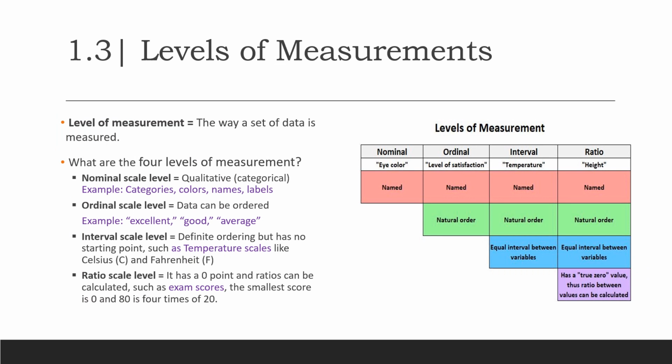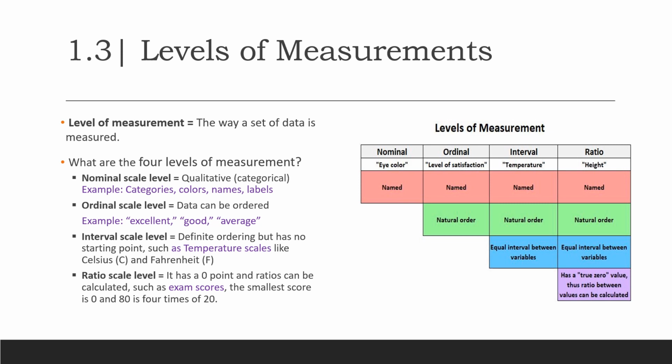Okay, let's continue to levels of measurement. We are still in section 1.3. Level of measurement is the way a set of data is measured. By the way, what are the 4 levels of measurement? The 4 levels are starting with nominal scale level, which is qualitative categorical, for example, categories, colors, names, and labels.